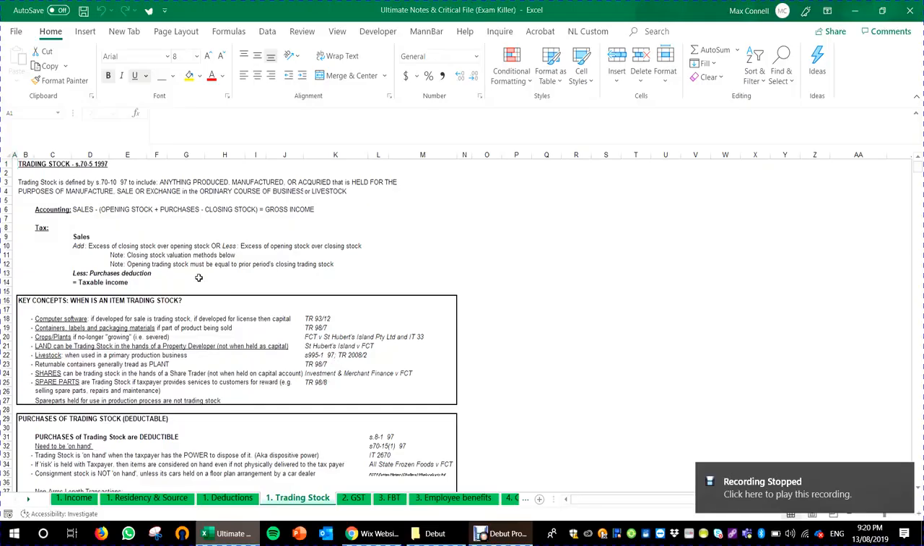So in this chapter, we'll be talking about trading stock, for which the relevant legislation section is Section 70-5 of the Income Tax Act 1997. Now, what is trading stock?